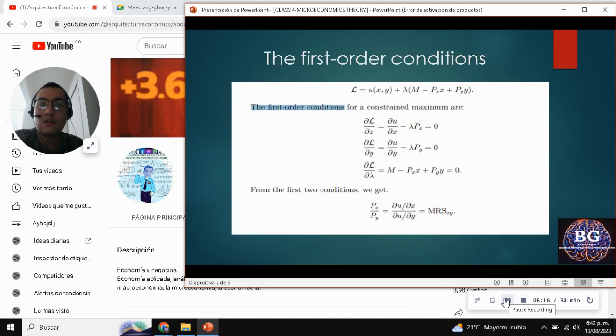The first order condition, Lagrangian method. The first order conditions for a constrained maximum are as follows. From the first two conditions we get the result. Derive using the Lagrangian method. Okay.